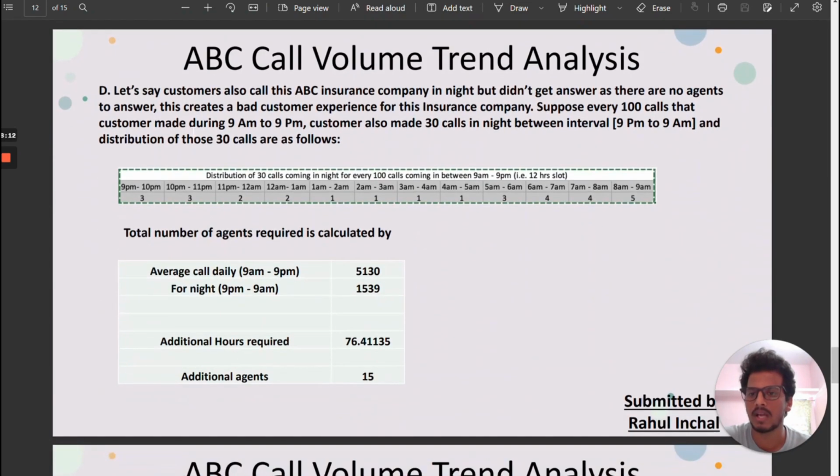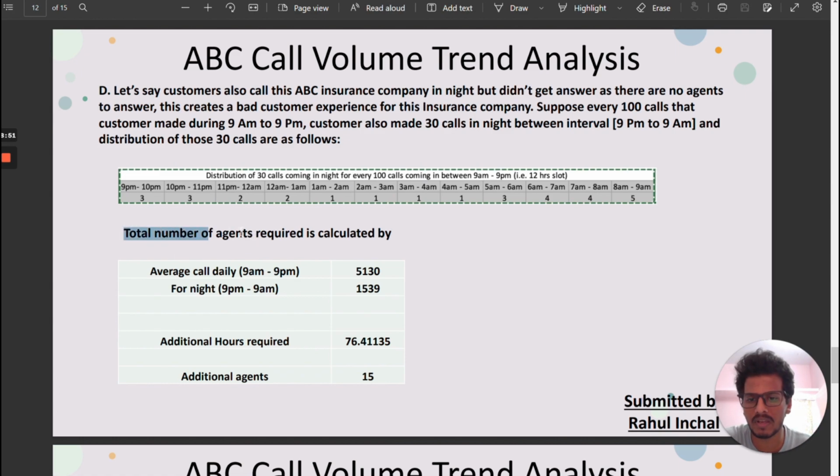Now the next question is, let's say customers also call this ABC insurance company at night, but didn't get an answer, as there are no agents to answer. This creates a bad customer experience. Suppose for every 100 calls that customers made during 9 a.m. to 9 p.m., customers also made 30 calls at night between 9 p.m. and 9 a.m., and the distribution of those 30 calls is as follows. This is very important: you have to see the distribution of 30 calls coming in at night for every 100 calls coming in between.